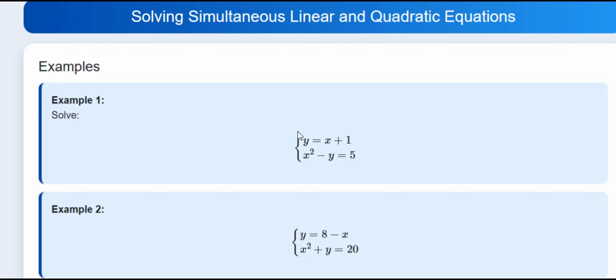In the previous lessons, we have learned how to solve simultaneous equations using elimination, substitution, and graphical method. In this new one, we will learn how to solve simultaneous equations where one of the equations is linear and the other one is quadratic. The first step is to identify the quadratic equation and the linear one.